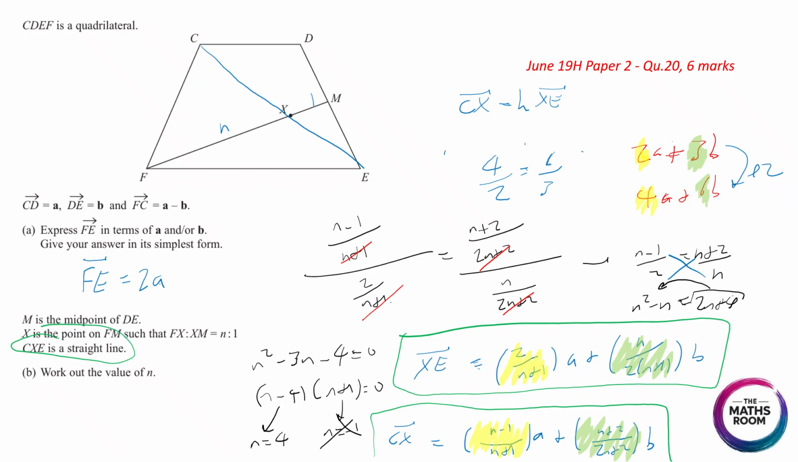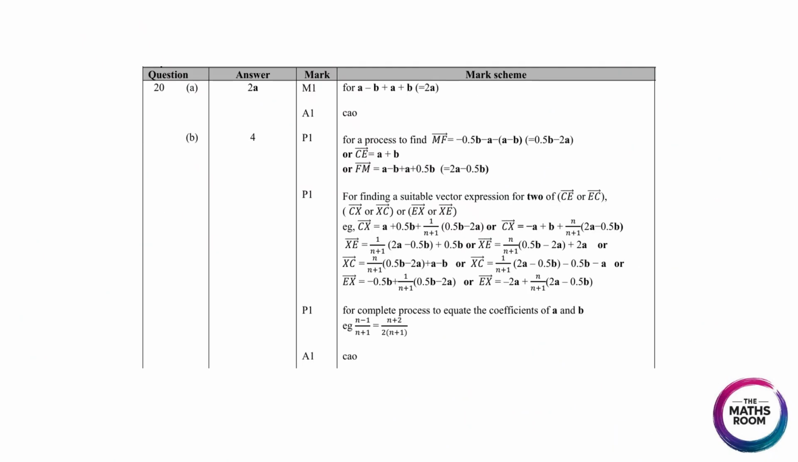Okay, so that tells me that FX to XM is in the ratio 4 to 1, which looks about right. Okay, let's check that one. Yeah, there's your n is 4, guys. And you're back to 2a for part a. Okay, thank you.